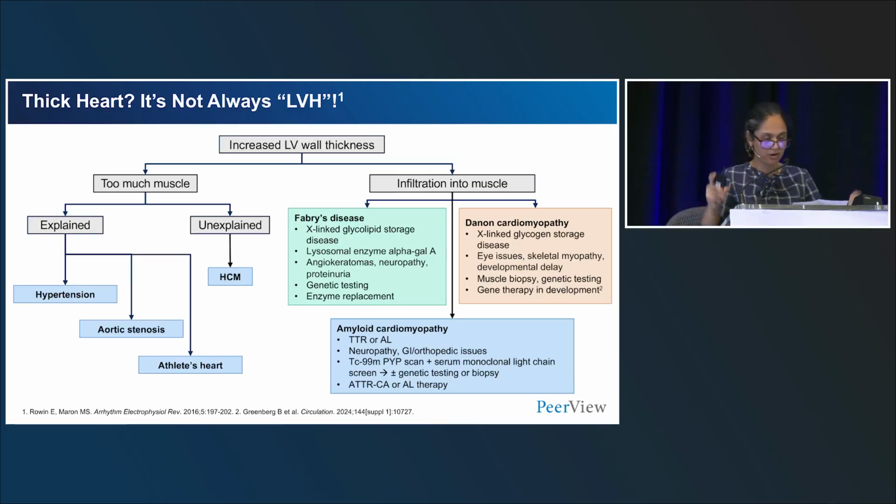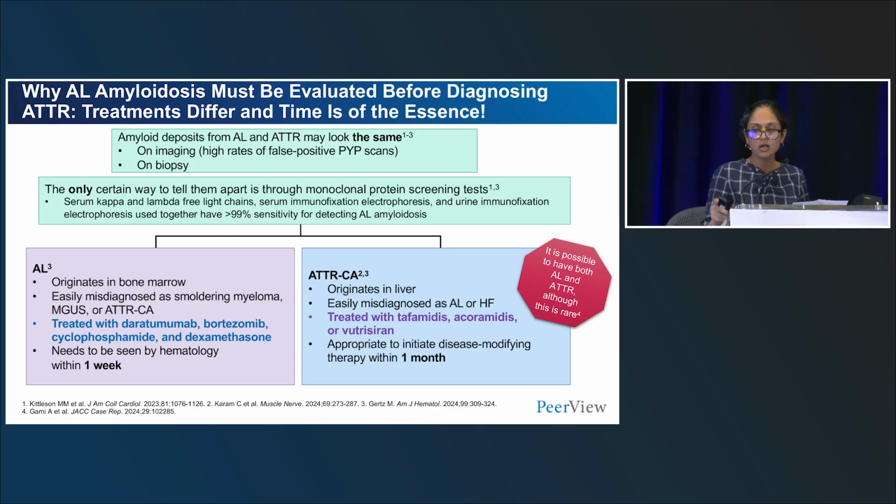And by far, I mean, Fabry's I've seen a few times, Danon less, but amyloid is going to be by far the source if you think there's infiltration. Now, why must AL amyloidosis be evaluated before diagnosing ATTR? So I told you before, the two most common types you're going to see in the heart are AL and ATTR. ATTR is way more common, but AL is way more deadly.